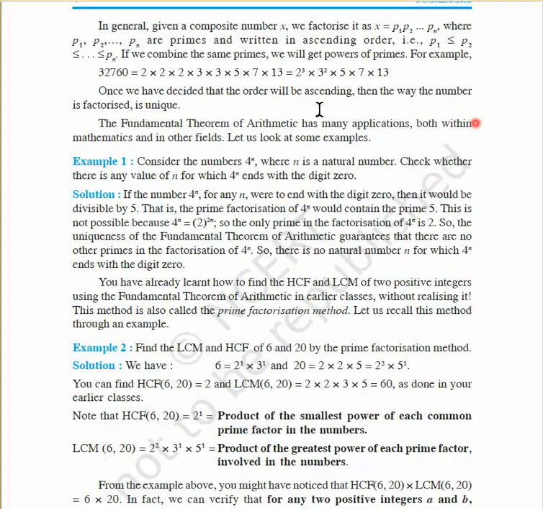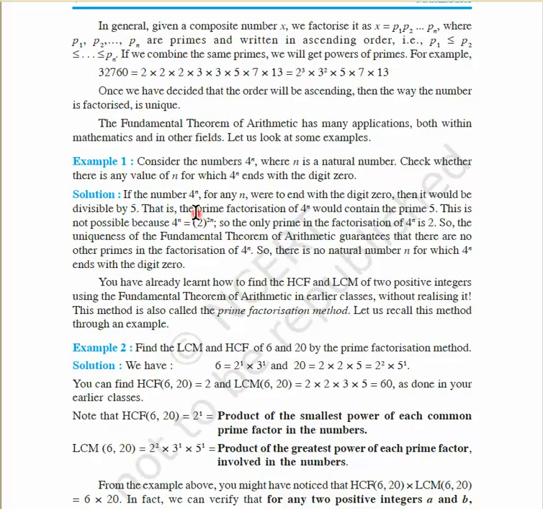So here they have, for example, this they have taken earlier. We took this example 32760, a composite number, and it can be written as a product of these prime numbers. So now they have given an example. Consider the number 4 raised to power n, where n is a natural number. Check whether there is any value of n for which 4 raised to the power n ends with the digit 0.